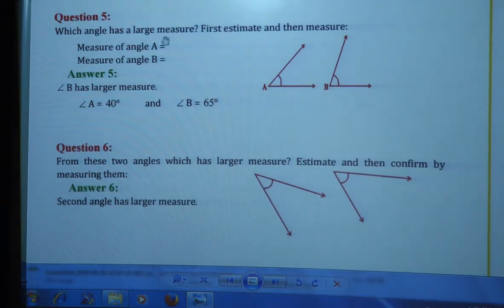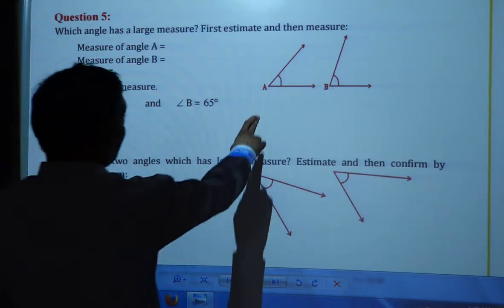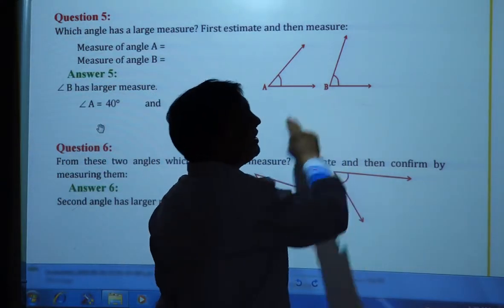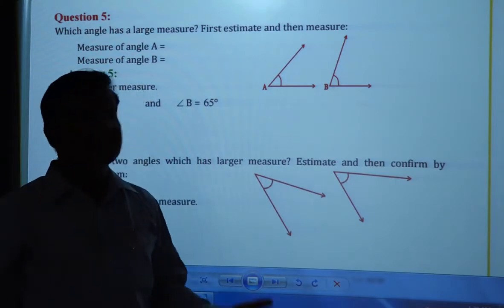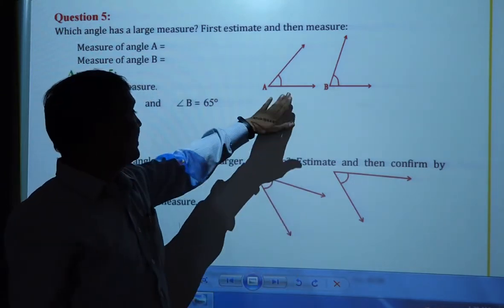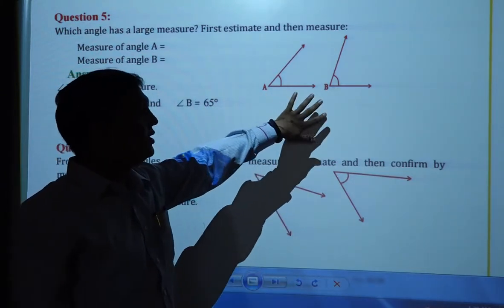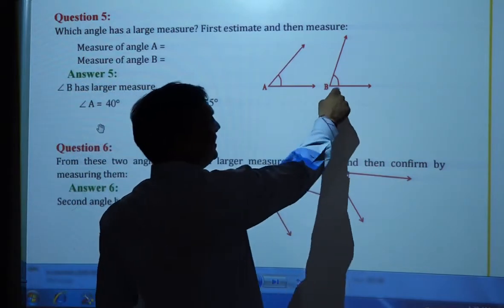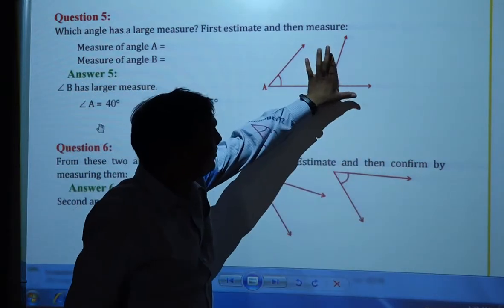Which angle has a larger measure? First estimate and then measure. Measure angle A and angle B here. Estimate means you have to guess which one is greater. Which one is greater? If you see, definitely B is greater, because B is bigger and this one is smaller.